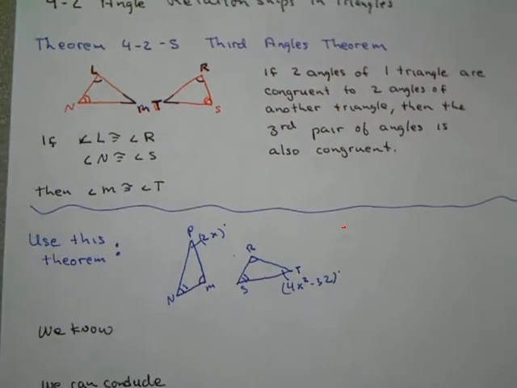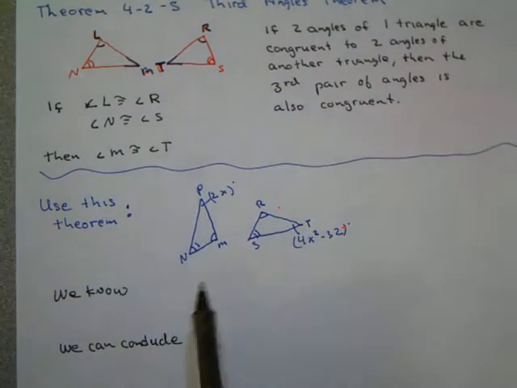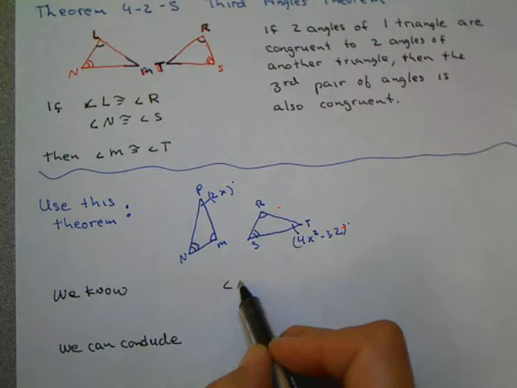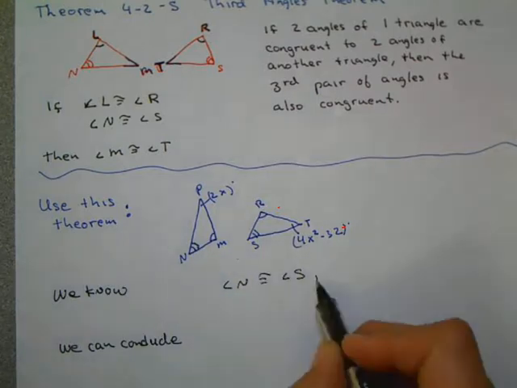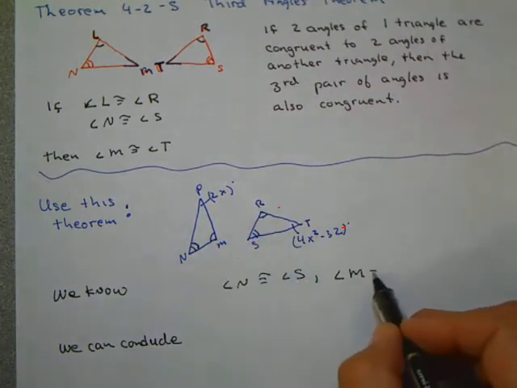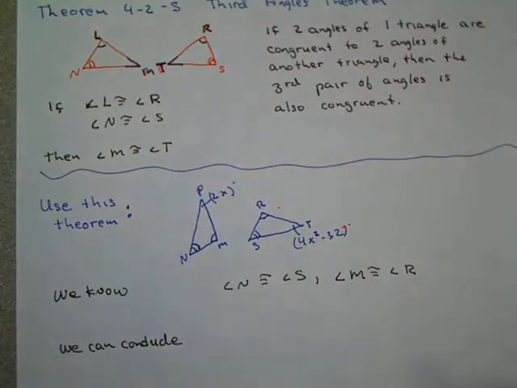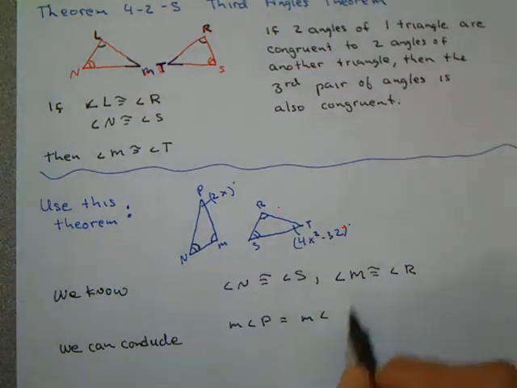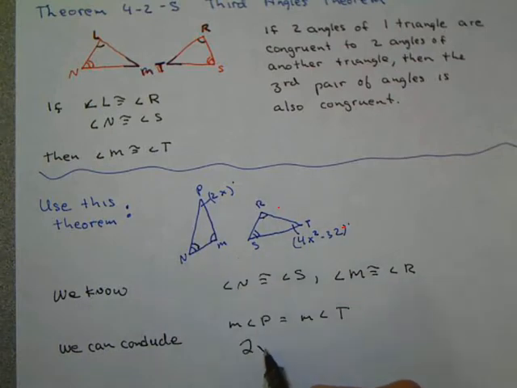Okay? So let's see. To use this theorem, we might be given something like this. I've got PNM, RST, and I look and I see angle N is congruent, got two tick marks, to angle S, which also has two tick marks. And I also know here's R with 1 and M with 1. So angle M is congruent to angle R. So that tells me by the third angle theorem that the measure of angle P equals the measure of angle T.